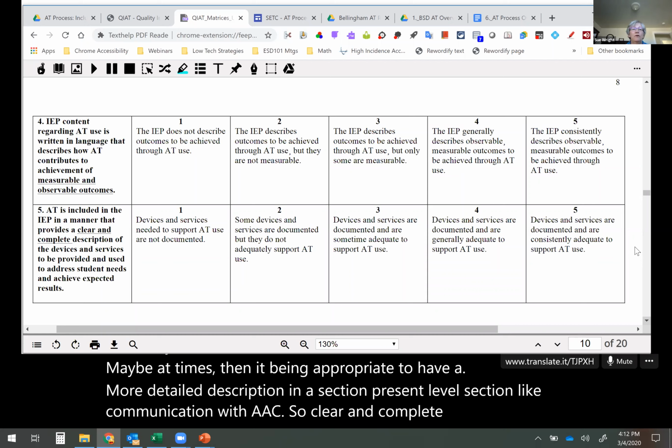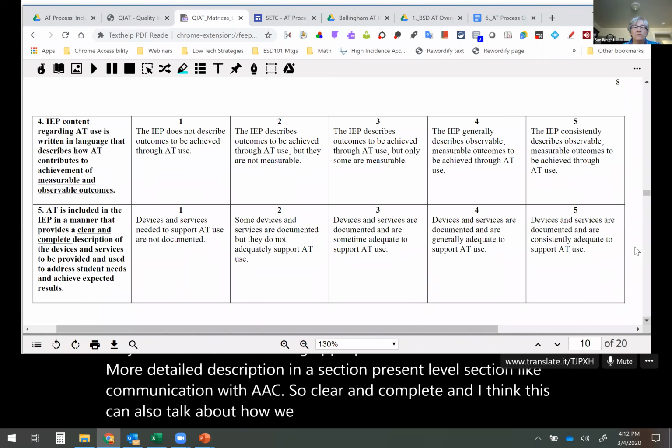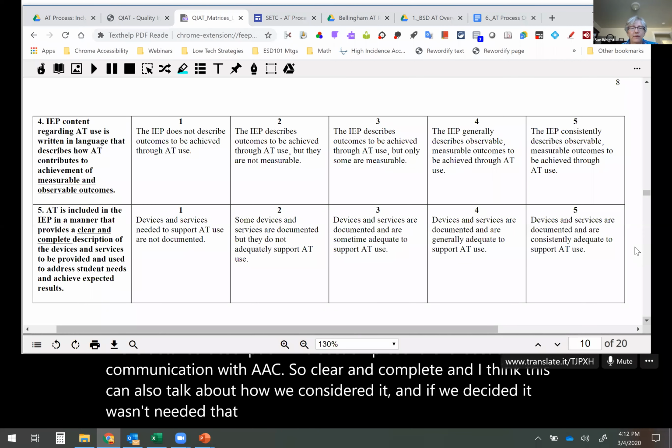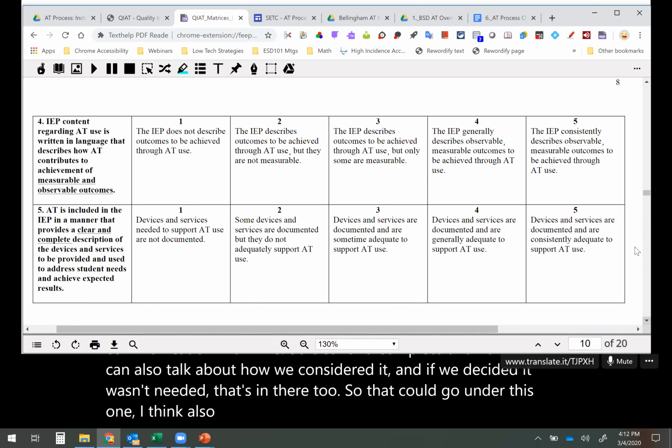And I think this can also talk about how we considered it, and if we decided it wasn't needed, that's in there too. So that could go under this one, I think, also. And why, right? Correct. Okay, we have a 3 and 4.